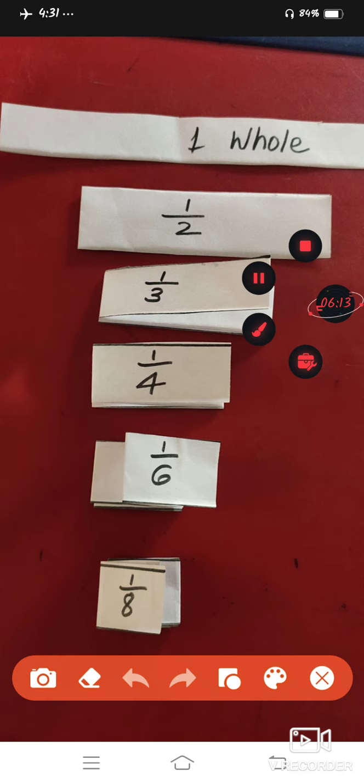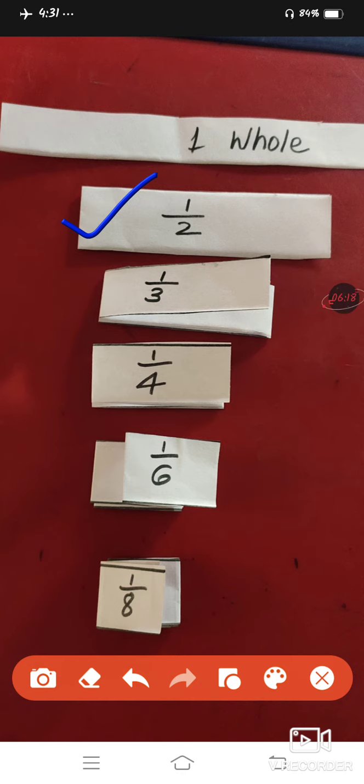Now let's take another strip of paper, fold it in the center, and we get two equal parts. When you fold it and open it you will get two equal parts. Similarly, if you fold it into 3 equal parts you get 3 equal parts, then equally into 4, then 6, then 8.